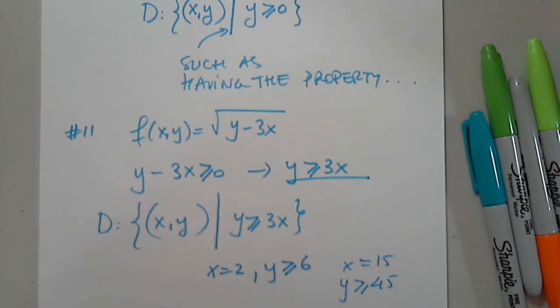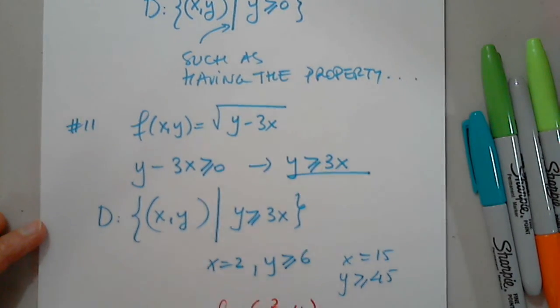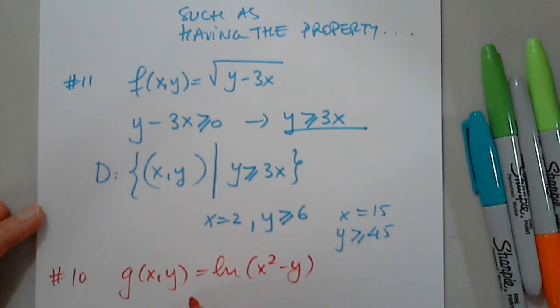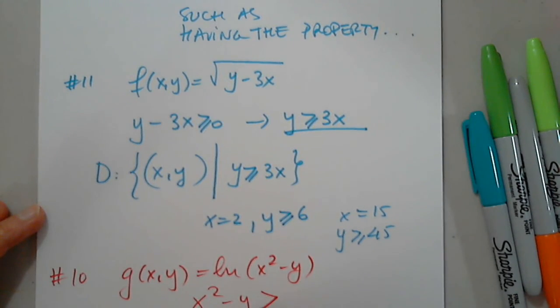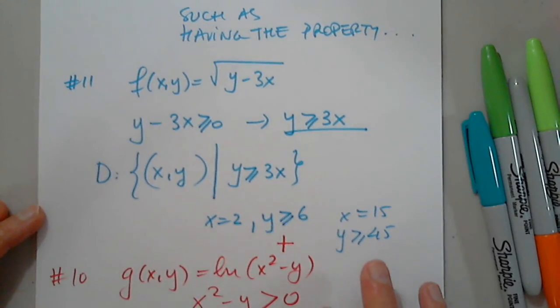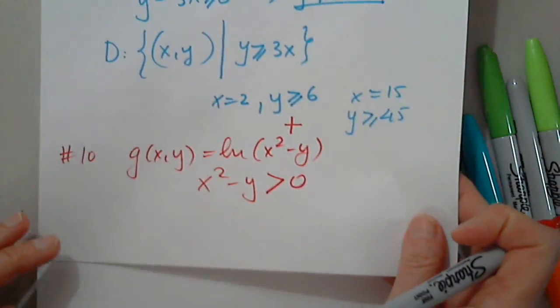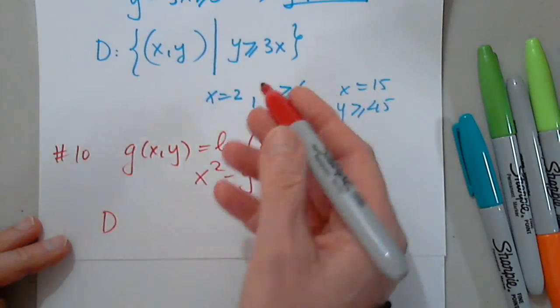Would we do number 10? Yes. So it's the same thing. So 10 is the same. So we have g of x comma y. This is natural log of x squared minus y. So you know that in log, I cannot plug in anything else but positive numbers, not even 0. Only positive. So then the domain will be written in exactly the same way.